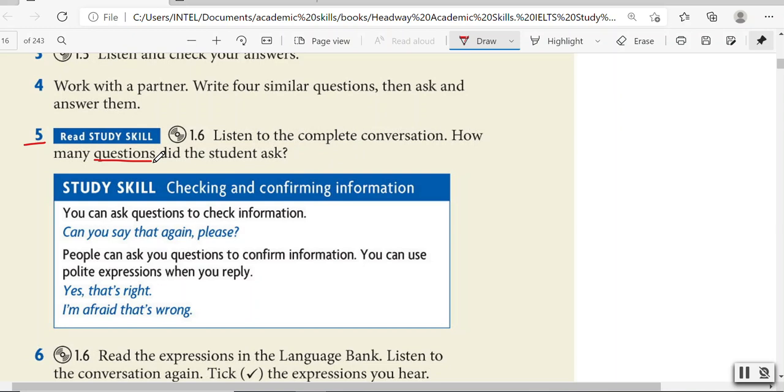In here, in the study skill box, we have checking and confirming information. Checking means while someone is asking you a question, you must check this information. For example, you can say, can you say that again, please? Can you say that again?